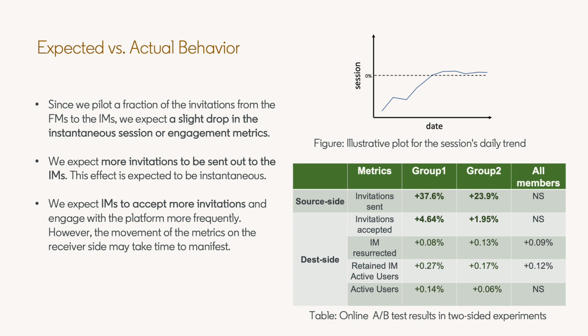As you can tell by this illustrative plot here, we actually did see that drop in session metrics, but over the long term it's actually stabilized. And in terms of invitations being received by this infrequent member group, we can see that they clearly have received more. They have accepted more invitations, and there's higher retention and more active users in the long run.